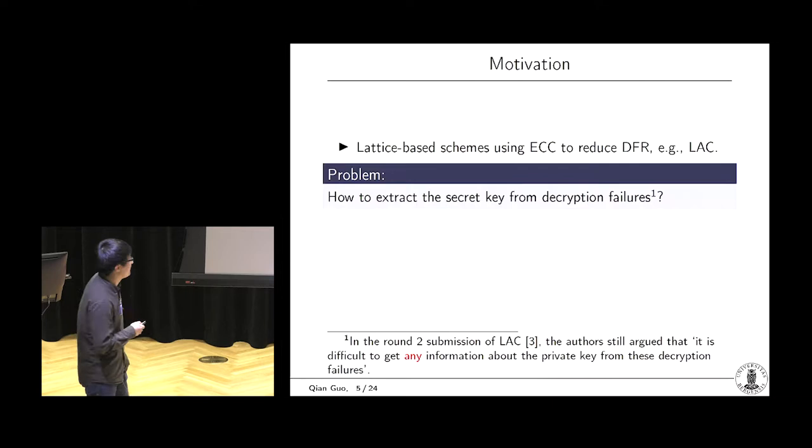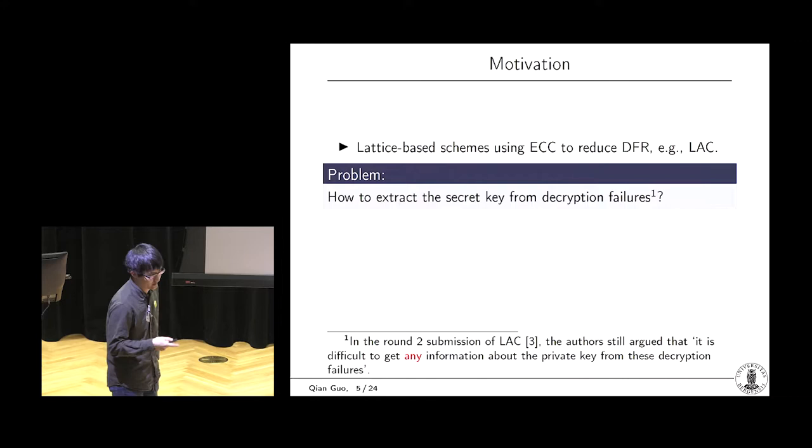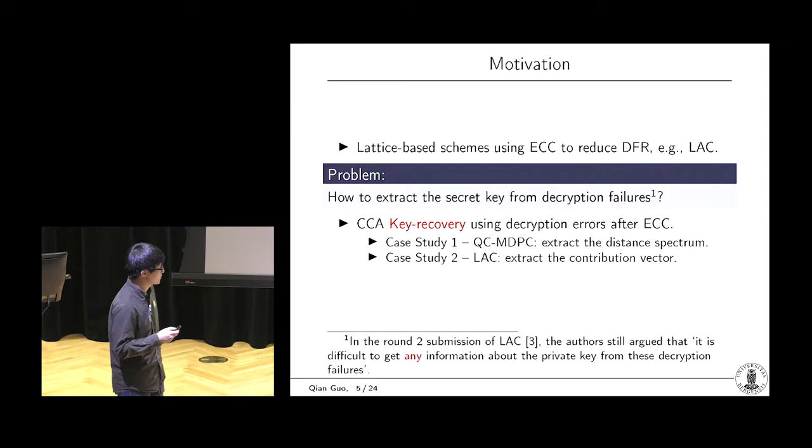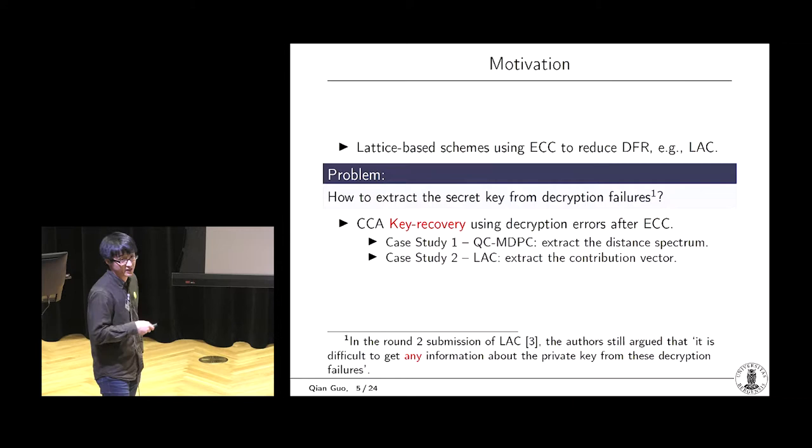So the problem is how to extract the secret key from decryption errors, because even in the round two submission of LAC, the authors still argue that it is difficult to get any information about the private key from these decryption failures. They argue that we know there are more errors than the error correcting capability, but where are the errors, and can we do statistical analysis? The answer is hard. But we found that this problem has some similarity with work we did three years ago, an attack on QC-MDPC, a code-based scheme. So I put them together to show the similarity.